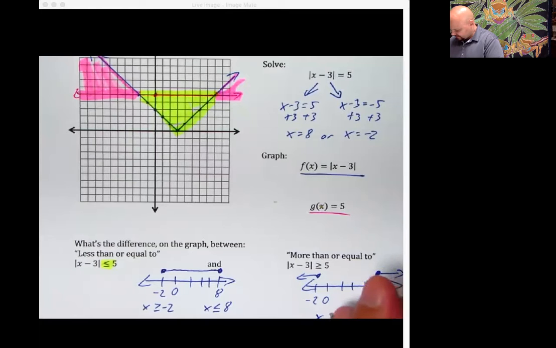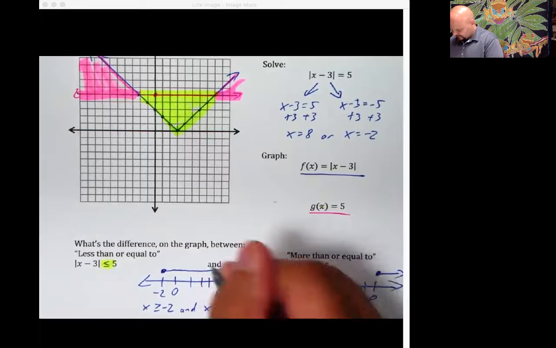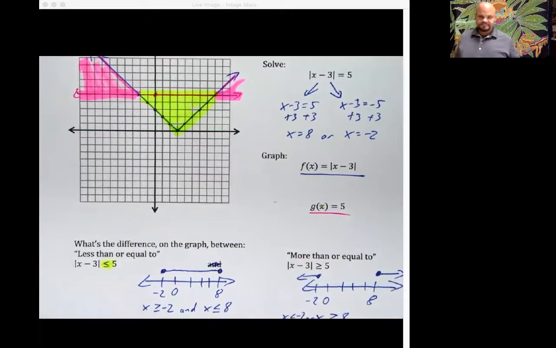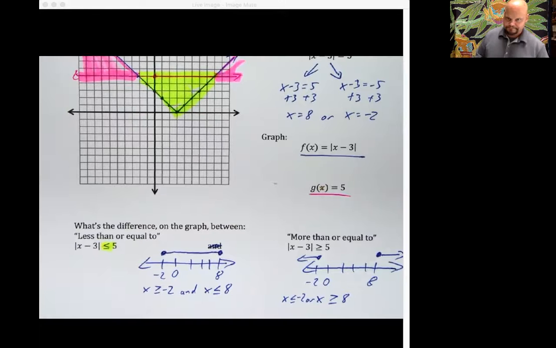X is greater than... Well, I guess I gotta do the 8 since I did greater than. Greater than or equal to 8, and x is less than or equal to negative 2. This would be an or, this was an and. That and up there doesn't make any sense. Whoa, there we go. Move that up a little bit just so that you can see it.